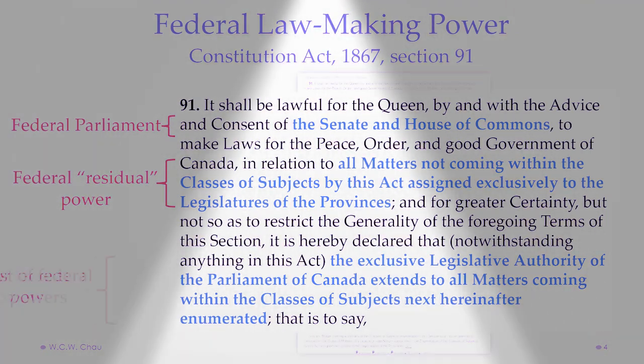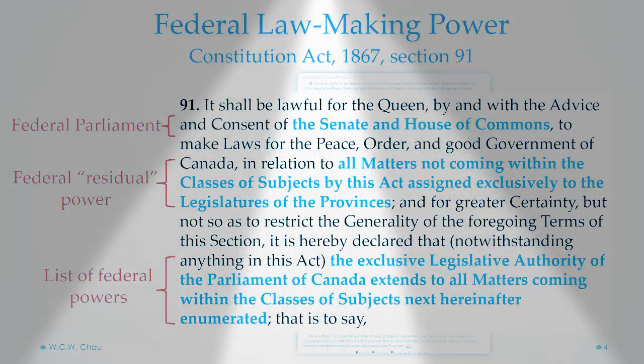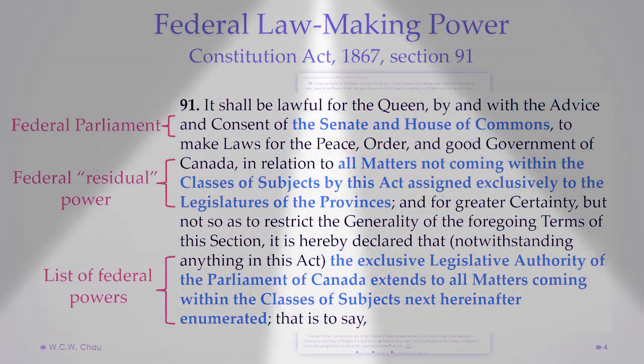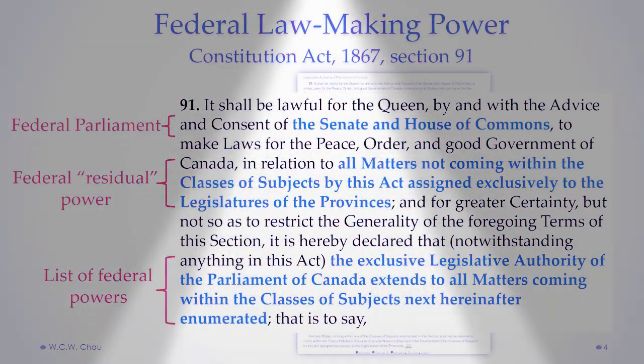And then at the end, it's basically saying the following list is a list of subject matter which the federal parliament has exclusive right to make laws about.